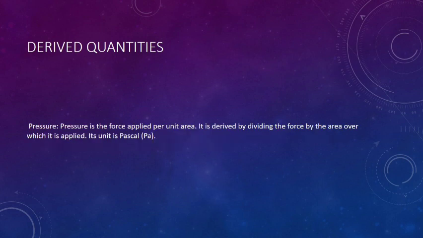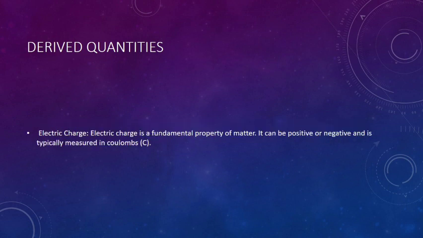Number 6, pressure. Pressure is a force applied per unit area. It is derived by dividing the force by the area over which it is applied. Its unit is Pascal. Number 7, electric charge. Electric charge is a fundamental property of matter. It can be positive or negative and is typically measured in coulombs.